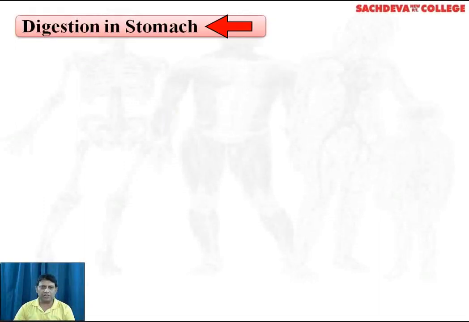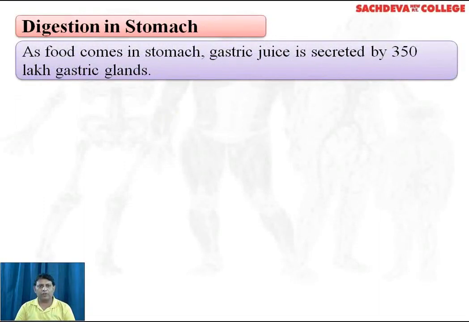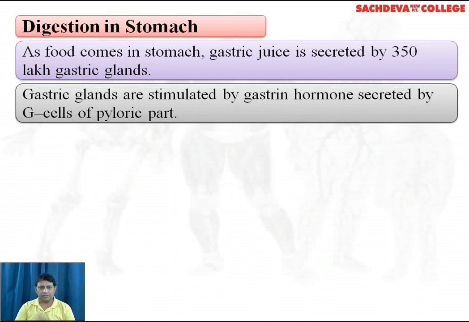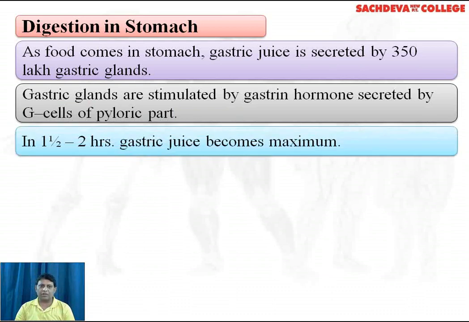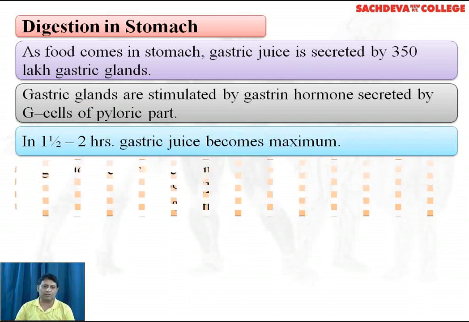Starting with digestion in the stomach. As food enters the stomach, gastric juice is secreted by about 350 lakh gastric glands which are present in the stomach. The secretion of the gastric glands is stimulated by a hormone which is called gastrin. This gastrin hormone is secreted by the G cells present in the pyloric part of the stomach. In about 1.5 to 2 hours, gastric juice reaches its maximum amount.